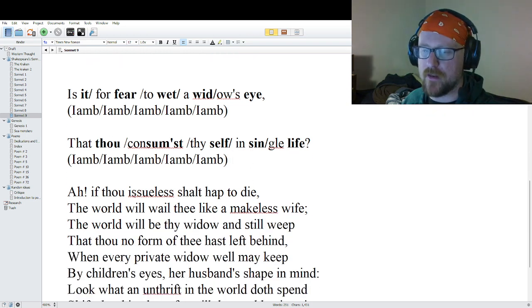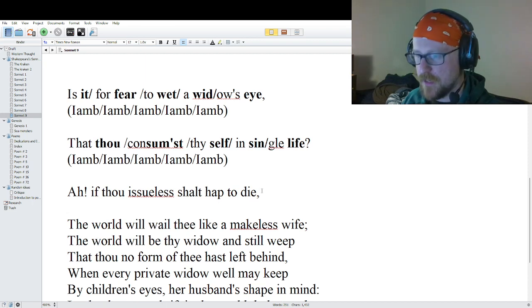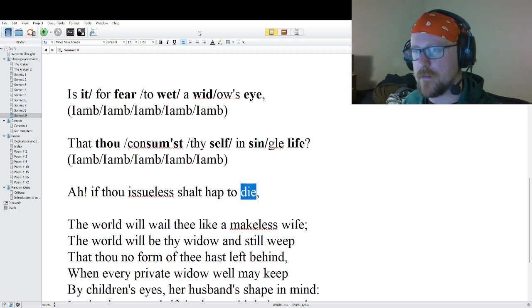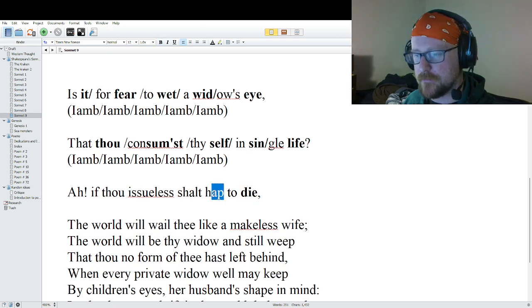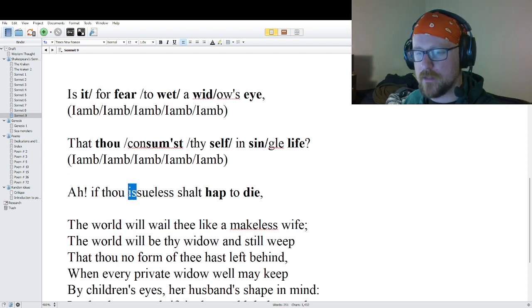If thou issueless shalt hap to die. All right, guys, it's the next line. So again, step one, do we have any important monosyllable words? We do, we have die, right? And then we have hap, cool, okay. Then we gotta say, okay, do we have any multisyllable words? We have one, and it's the ish in issue, cool.